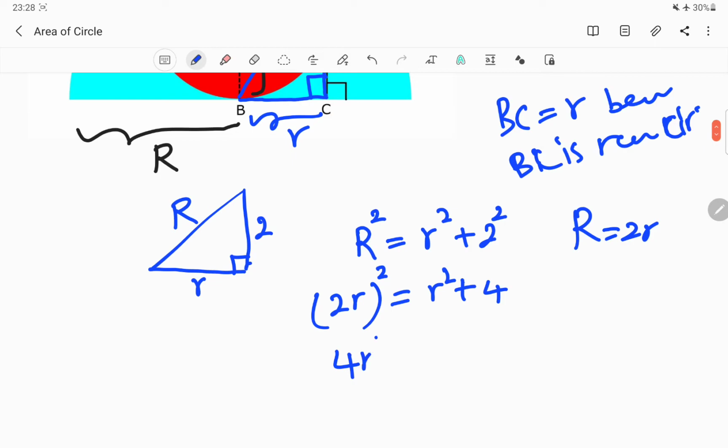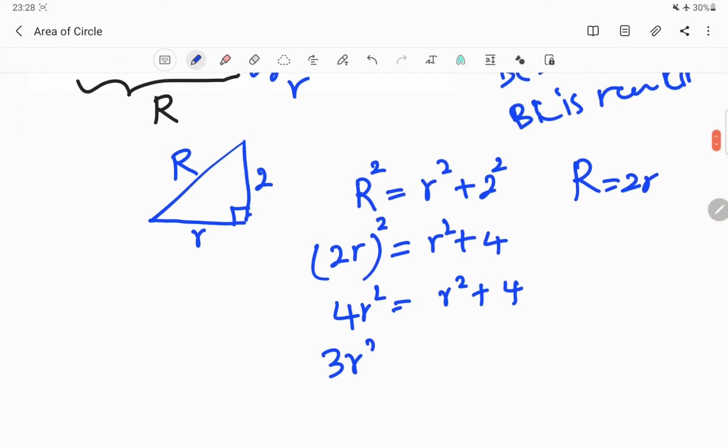Here 4r square equal r square plus 4. 3r square equal 4, and r square equal 4 divided by 3.